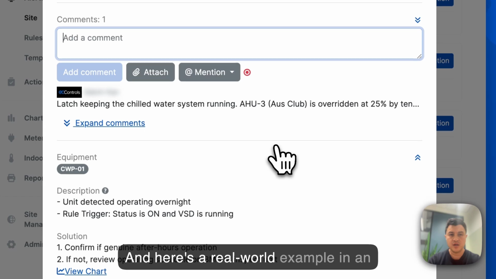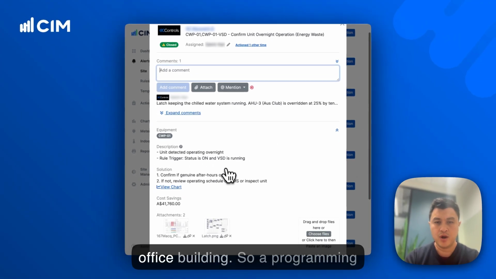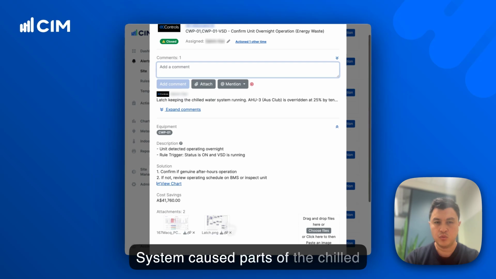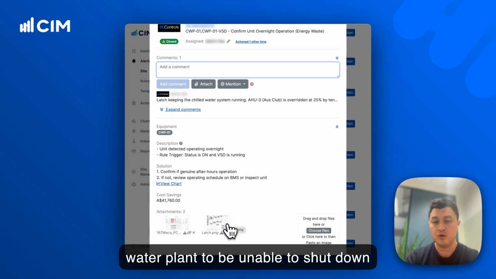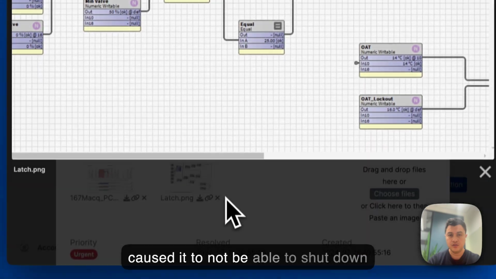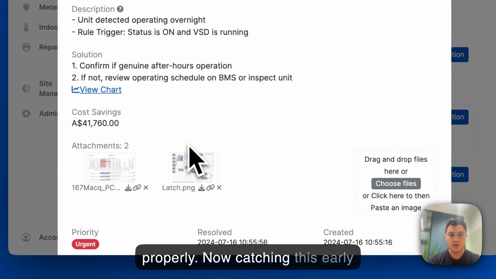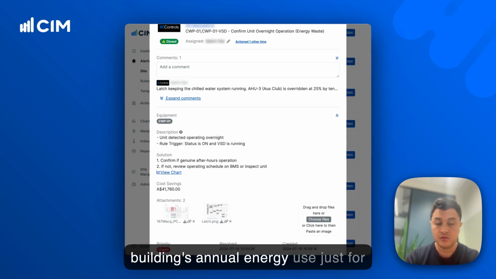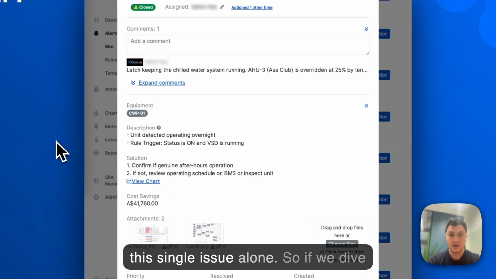And here's a real-world example in an office building. So a programming glitch in the building management system caused parts of the chilled water plant to be unable to shut down properly. And we can see the issue, just a simple programming glitch caused it to not be able to shut down properly. Now, catching this early meant they were able to save $42,000 on just this issue alone, representing up to 10% of the building's annual energy use, just for this single issue alone.